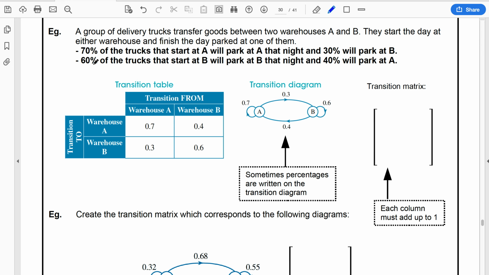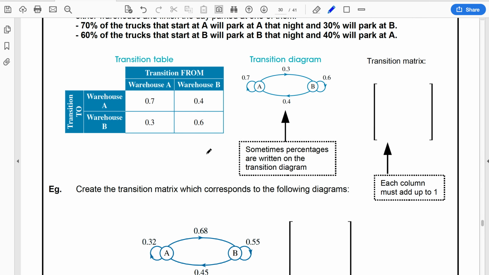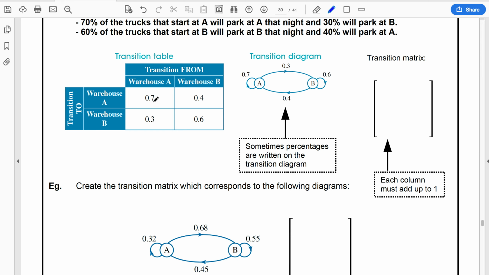And then what about the ones that started at B? What percentage of them will stay at B? And how many will stay at A? And so we can summarize that in a table. You'll see down here it says a transition table. So basically here, it's a 2-way table. This value here is a decimal from that percentage, 70%, converting to 0.7. So it's saying from this warehouse, if they start there, 70% of them will then transition to warehouse A and so forth. So from B, 40% will come to A, and of the ones at B, 60% will stay at B. And from there, we can go straight into a matrix.